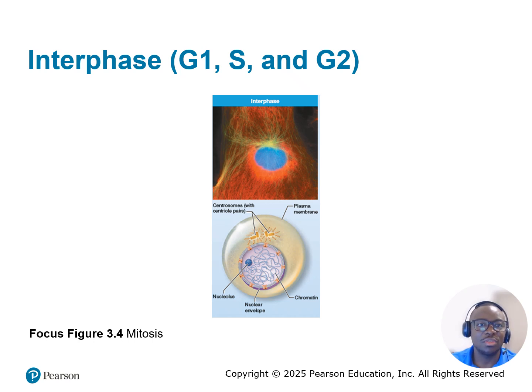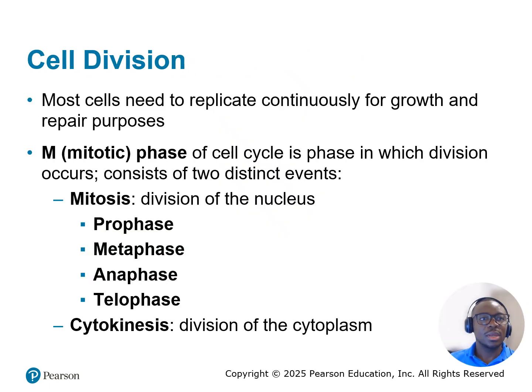In the G1 phase, the centrioles begin replicating. In the S phase, DNA is replicated. In the G2 phase, the centrioles finish replicating and cells complete preparation for mitosis. Next, we review the mitotic or the M phase of the cell cycle. Most cells need to replicate continuously for growth or repair purposes. The mitotic phase is divided into two distinct events: mitosis and cytokinesis.